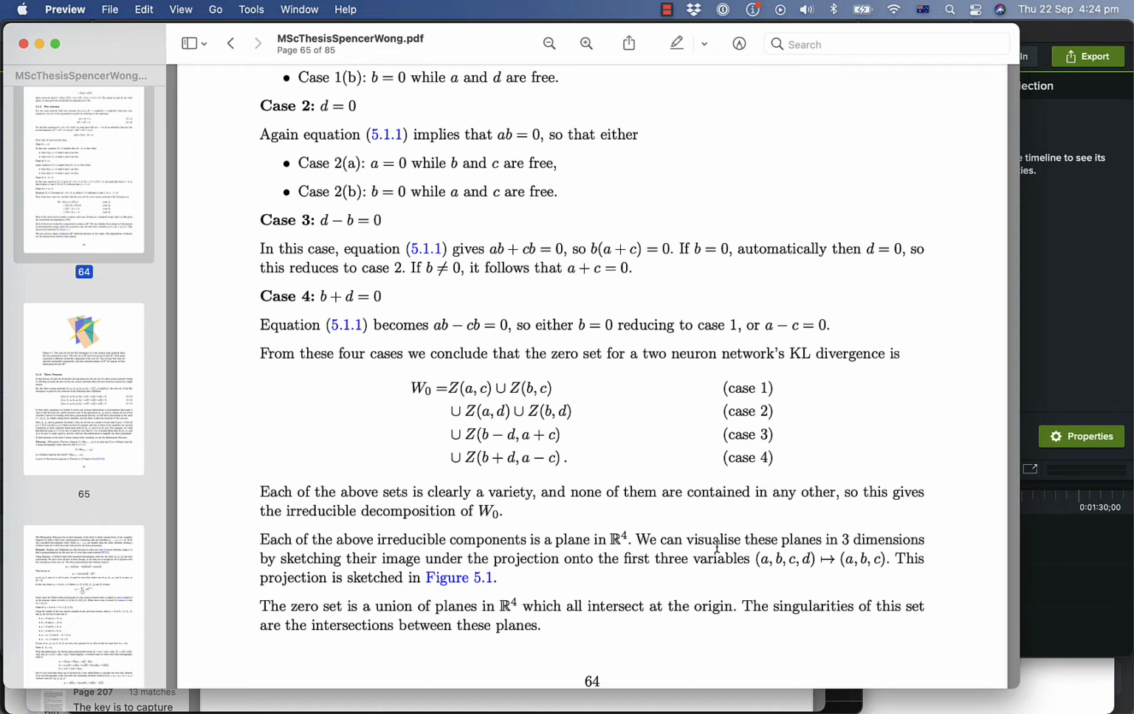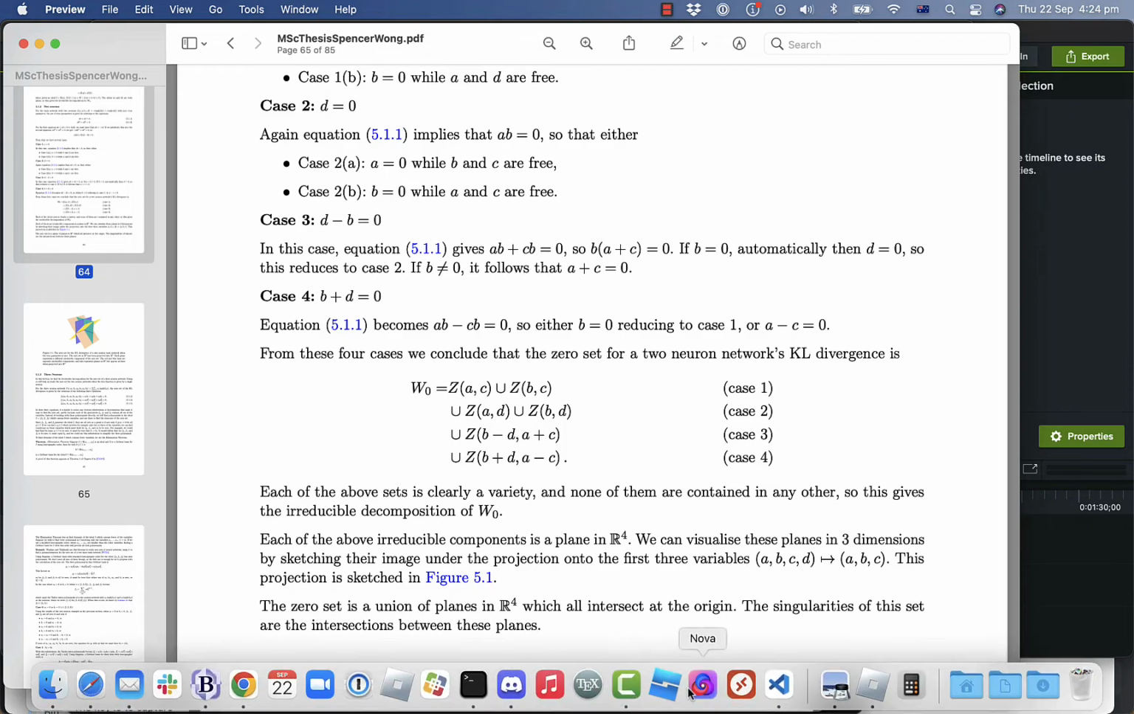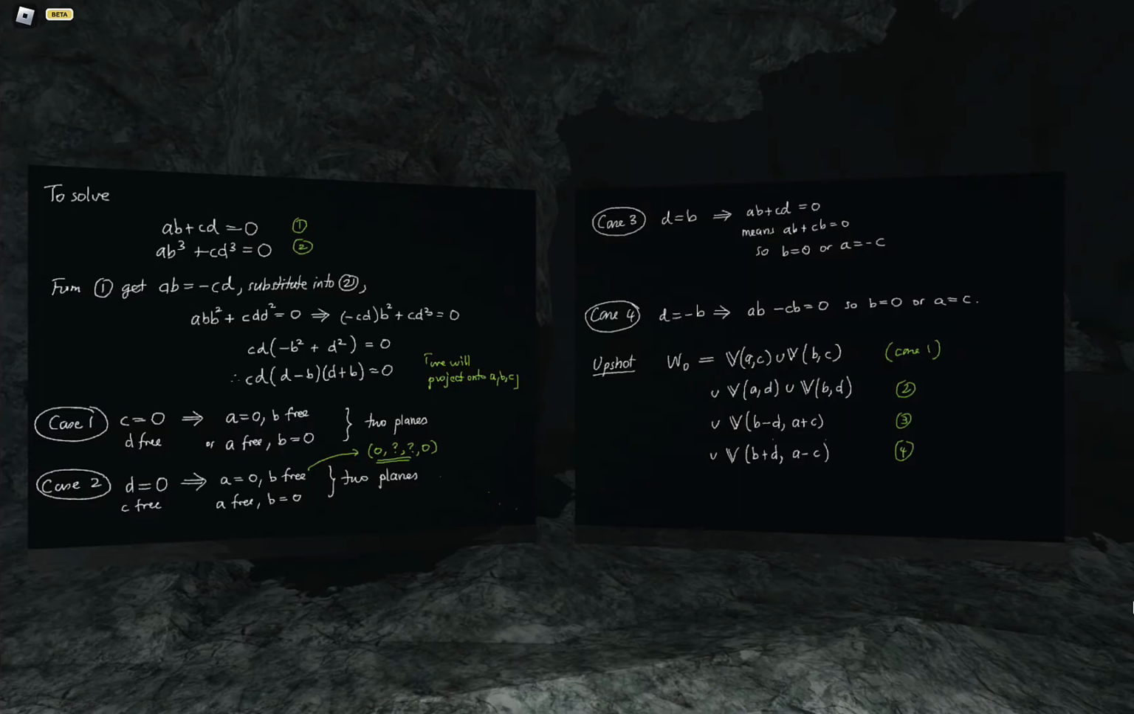Three and 4. Okay, let's see if we understand why that is. So case 1, C equals 0, and if C is 0, then, okay, so the union is an OR, right? So either A equals C equals 0, or B equals C equals 0.